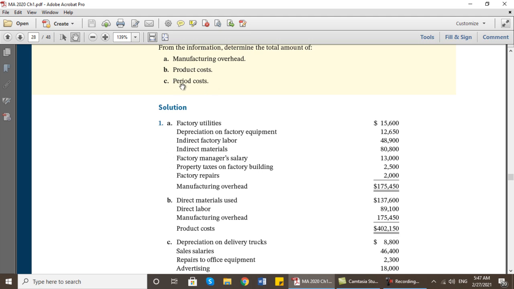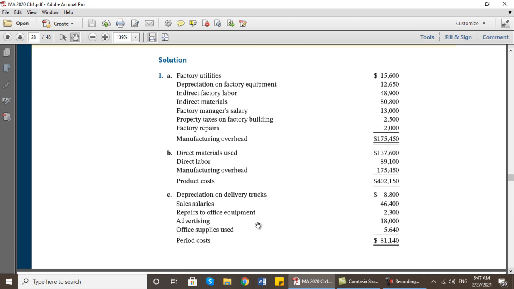Period cost, we have in period cost, depreciation of delivery trucks, salaries expense, sales salaries, repairs to office equipment. Office equipment, it's period cost, advertising selling costs, also office supplies used. Period cost total 81,140.